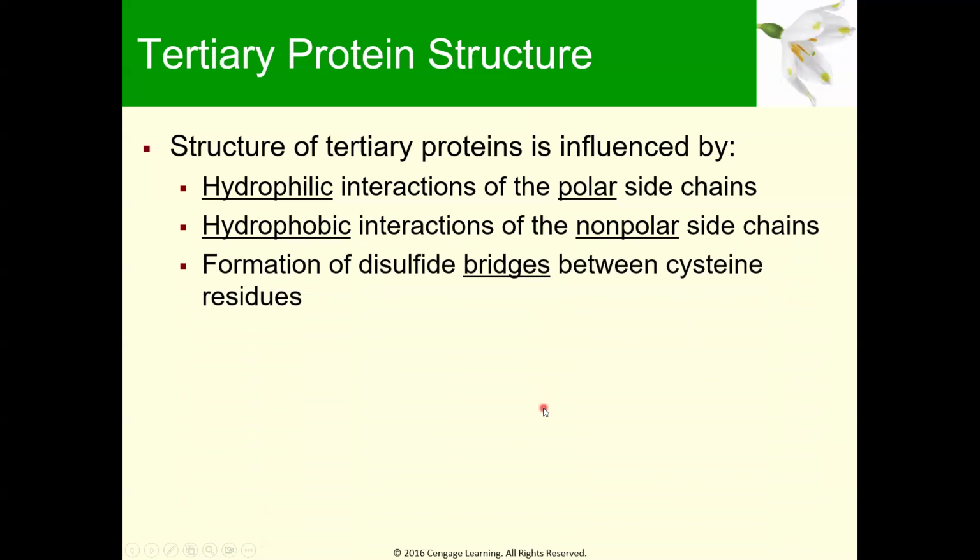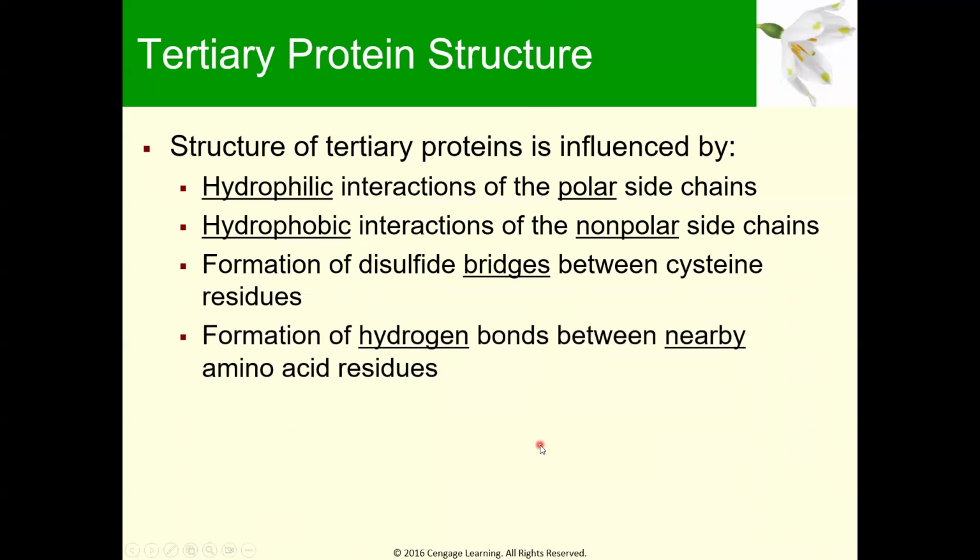But also, we can't ignore that there are these disulfide bridges, which will also affect the overall shape as well. And as we have already said, the hydrogen bonding, because it's a strong intermolecular force, has already influenced the alpha helices and the beta sheets. So, in the next order of magnitude, it will affect the 3-dimensional shape as well, through the formation of hydrogen bonds between nearby amino acid residues.